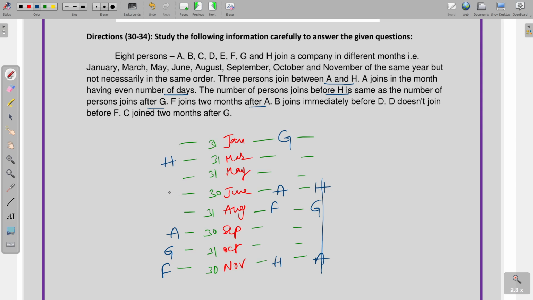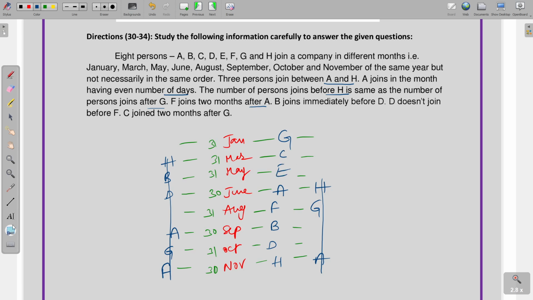Suppose if I place D here, B is placing here, and next D doesn't join before F. So, D doesn't join before F. This possibility is not correct. C joined 2 months after G. So, C joins 2 months after G, that is C is placing here, and the remaining person E is coming here.